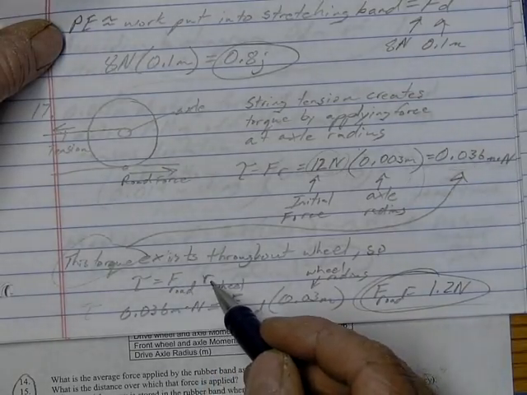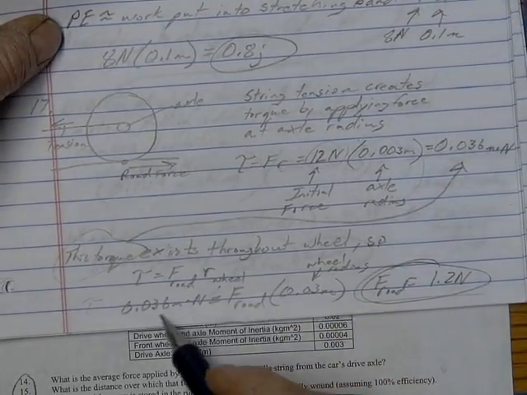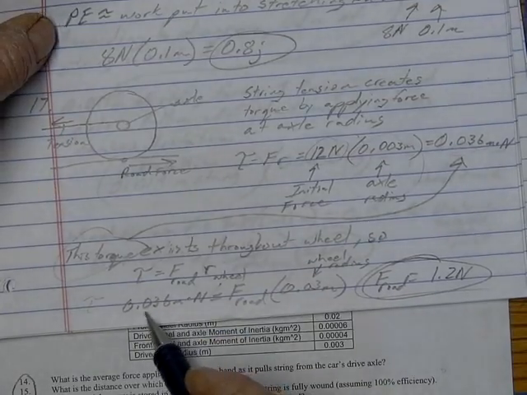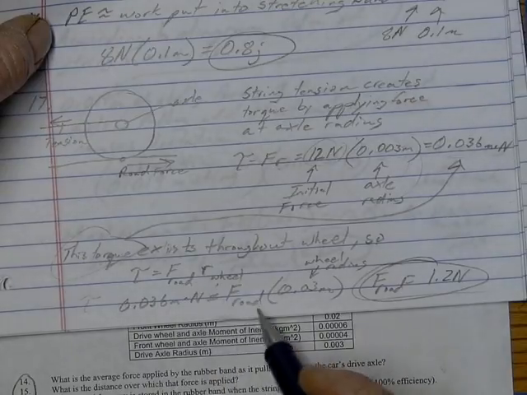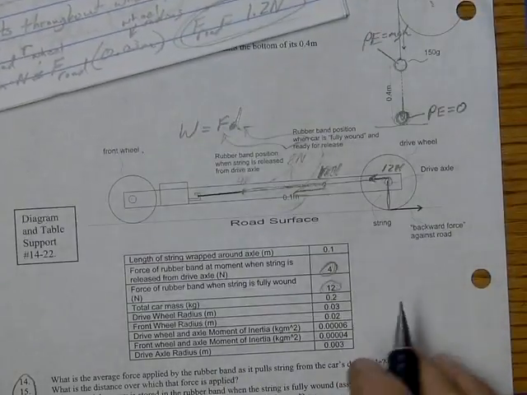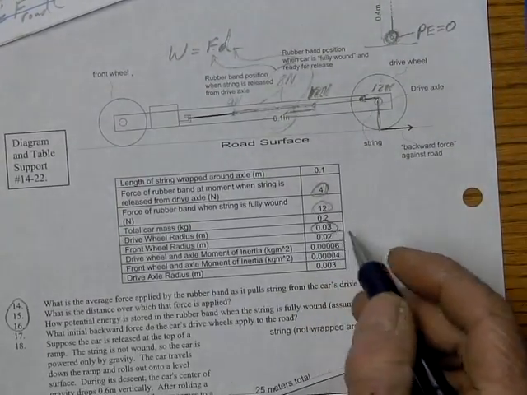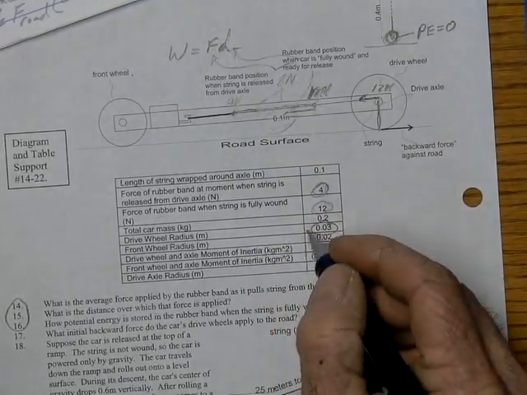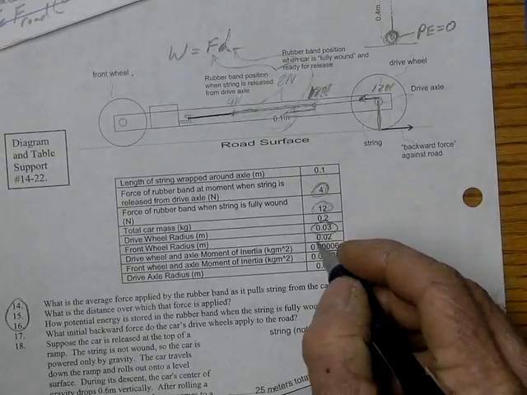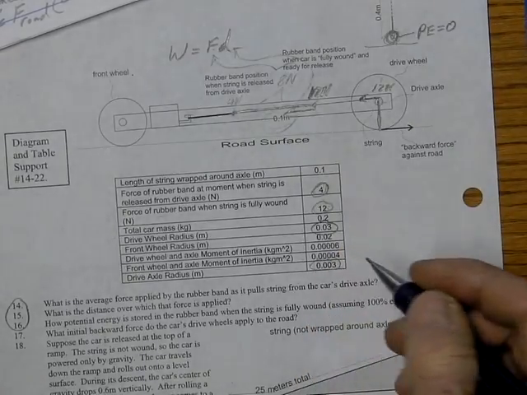This torque exists throughout the wheel, so the torque, again, same torque, equals the force on the road times the radius of the wheel. And I've just substituted numbers in here. 0.036 meter newtons, that's the torque, equals the force on the road, times 0.03. 0.03 is the wheel radius. I forgot to point out that the drive axle radius can be found right there.